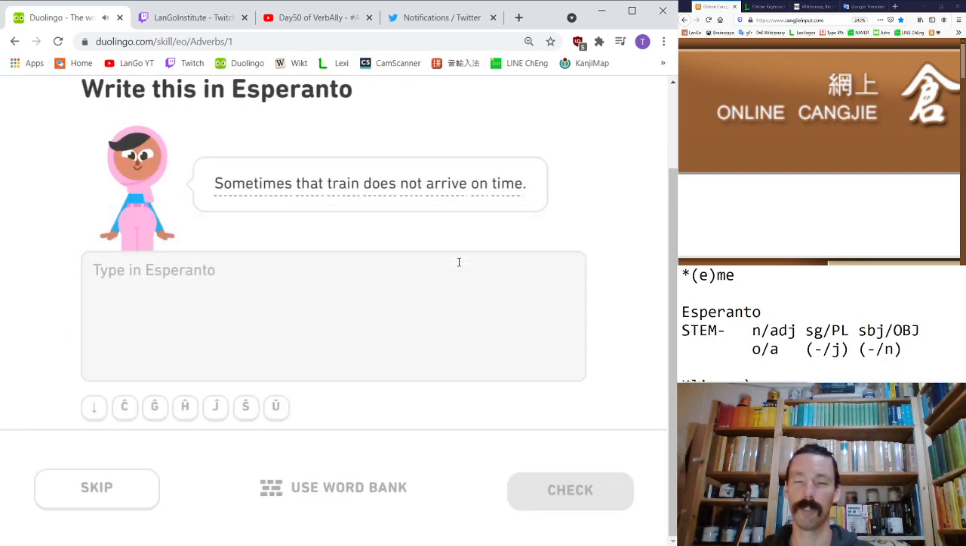Tag from German day, mange from French manger, or maybe from Catalan. Sometimes that train does not arrive on time. Foyer, like French fois, foyer. Ilo tiu traino. Tiu. That's interesting. Different ending here. Traino for the noun. Does not arrive on time.